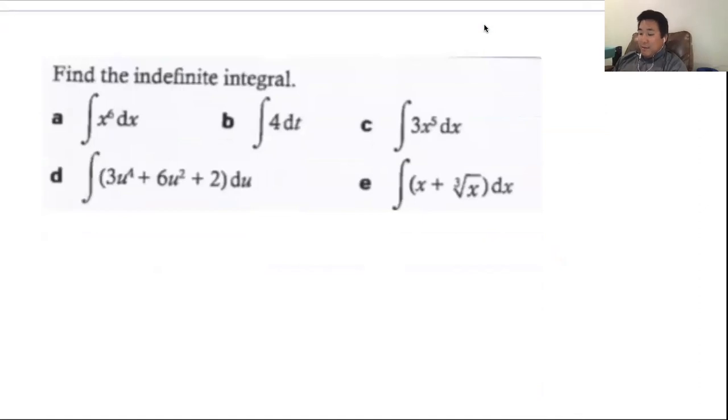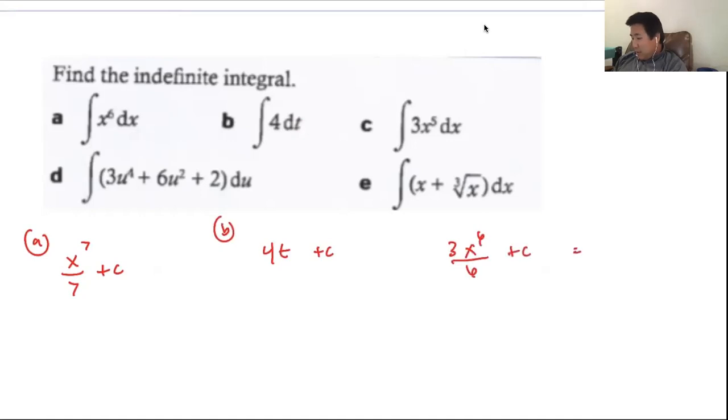Find the indefinite integral. So this one right here is x to the 6th, so x to the 7th over 7 plus c. It's a constant, so it's just 4, and the variable is t, so be careful. 4t plus c. This one right here, you add 1, so it's 3x to the 6th over 6 plus c, which equals x over 2 to the 6th power plus c.